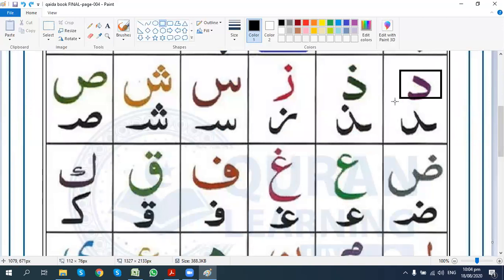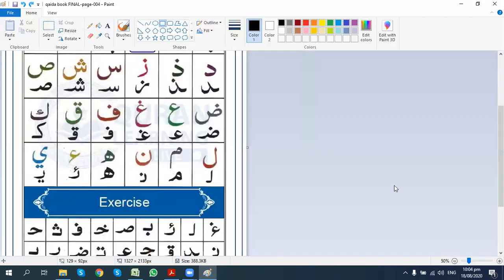You can ask the full shape of the letter and then you can tell him about the half shape and you can go on. In this lesson, one more thing we do is this.